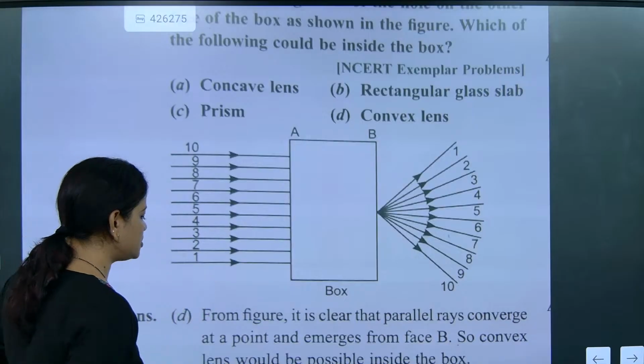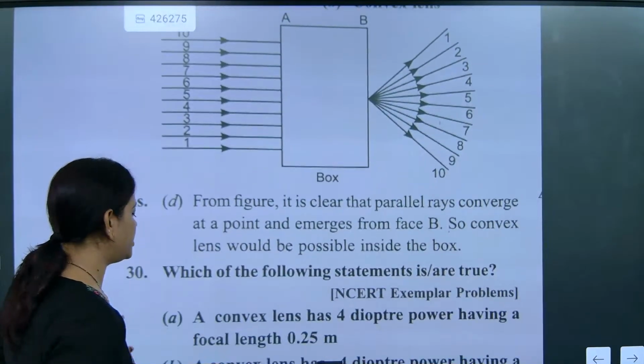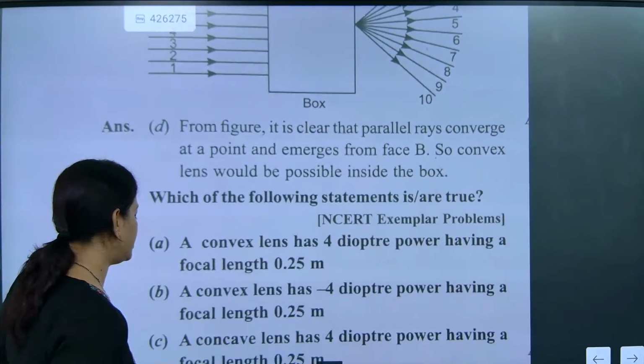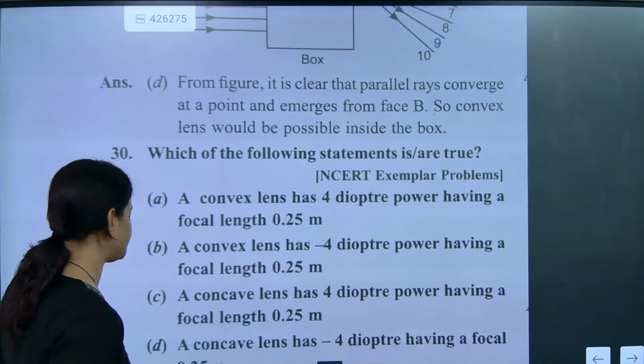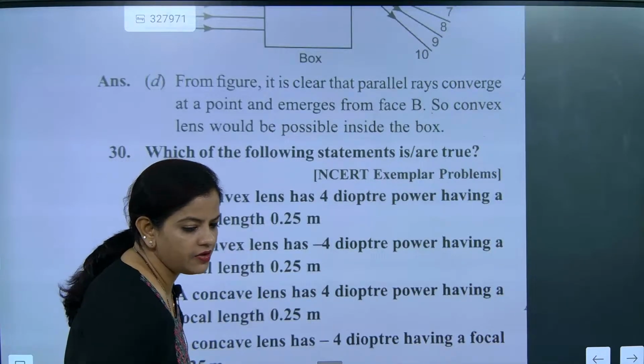We'll go for the next question. Which of the following statements is or are true? Let's see the statements. Any one can be true.